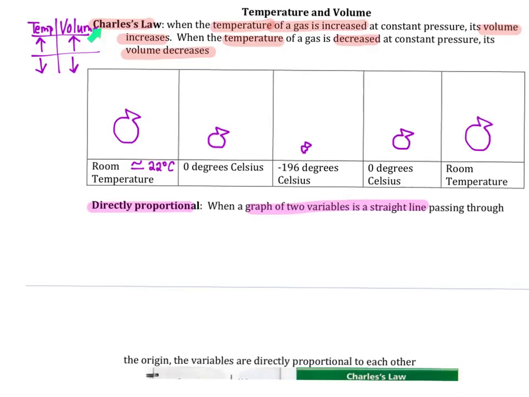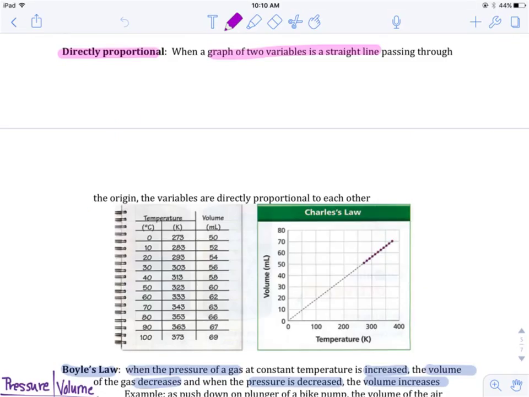And you can see here in this little chart, I wrote temperature and volume. So if the temperature increases, the volume increases. If the temperature decreases, the volume decreases. And we can say that this is a directly proportional relationship. In a directly proportional relationship, the graph of two variables will create a straight line passing through the origin because the variables are directly proportional to each other, meaning that if one of these increases, so does the other.